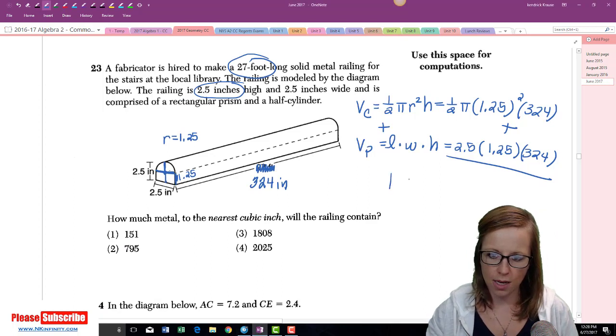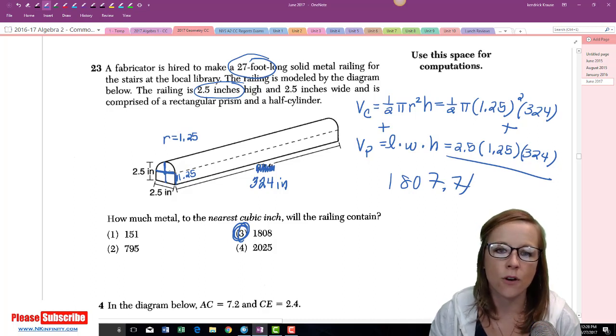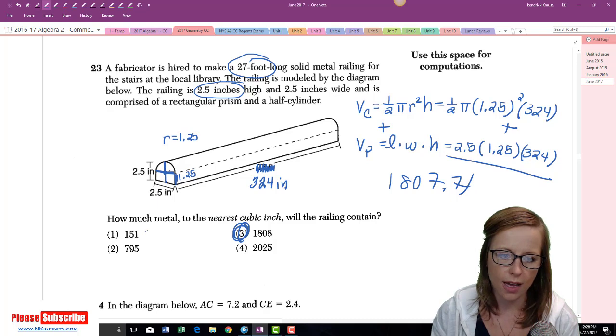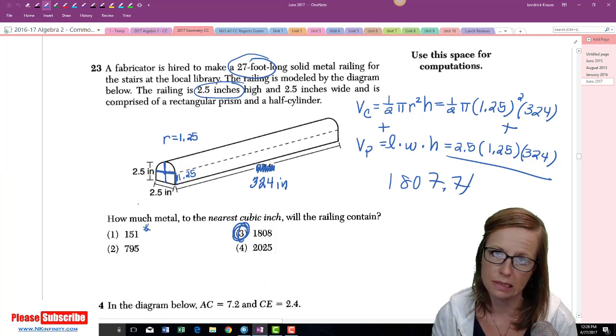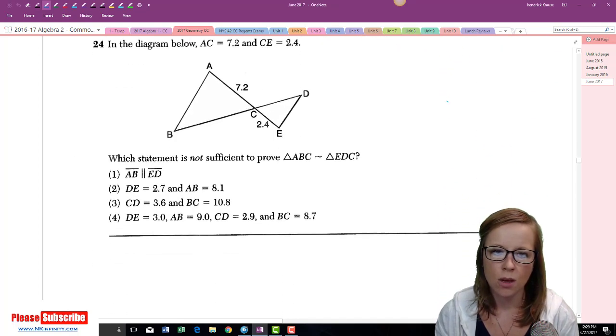1,807.71. 1,807.71 is approximately 1808. If you didn't convert the 27 to 324 inches, you would have gotten this one, 151, which is wrong. I'm going to guess that was the most missed in terms of mistakes here.